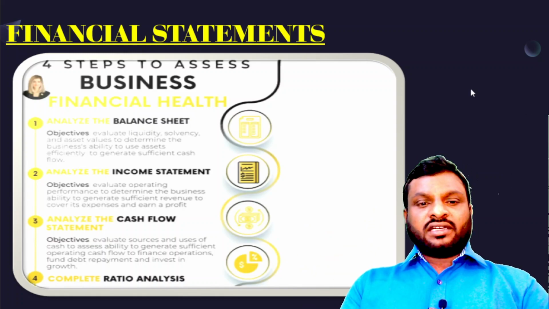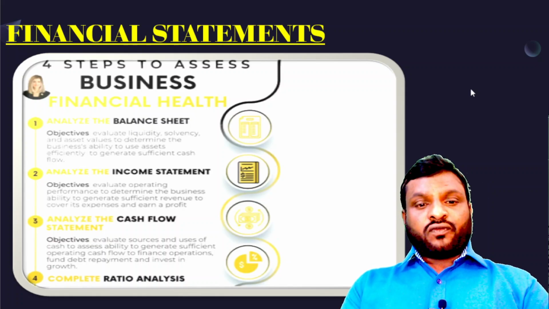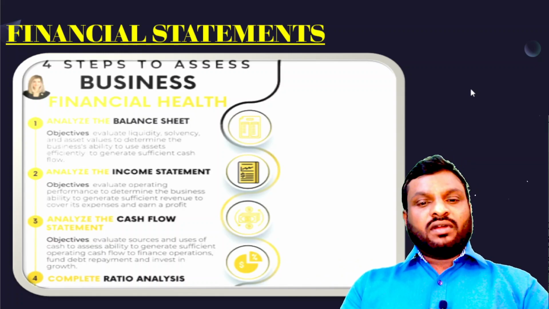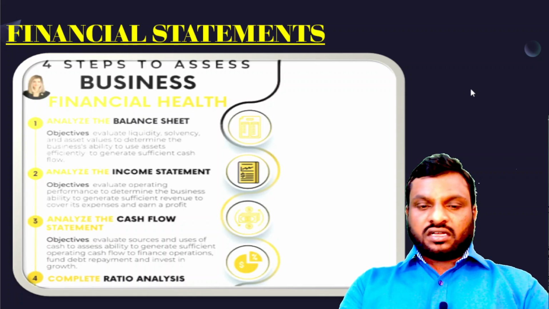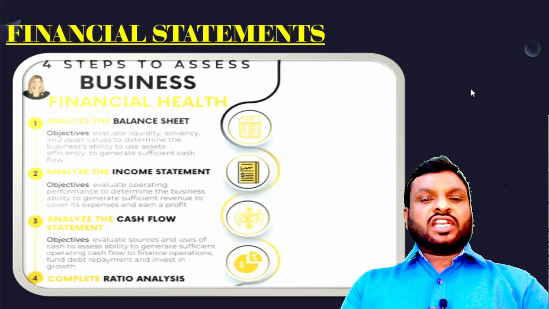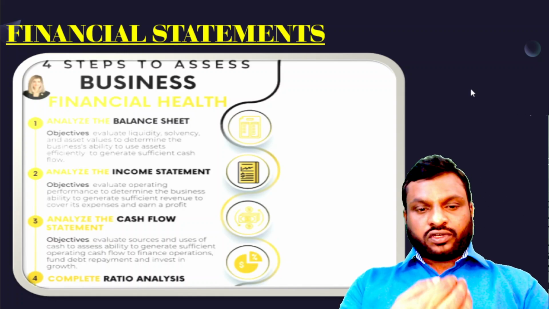In a similar manner, if you want to analyze the financial performance and financial health of any company, there are generally 3-4 documents available. By understanding and interpreting these documents in a proper, meaningful manner, you can assess the financial health of the particular company. Those are the balance sheet, income statement, and cash flow statement.